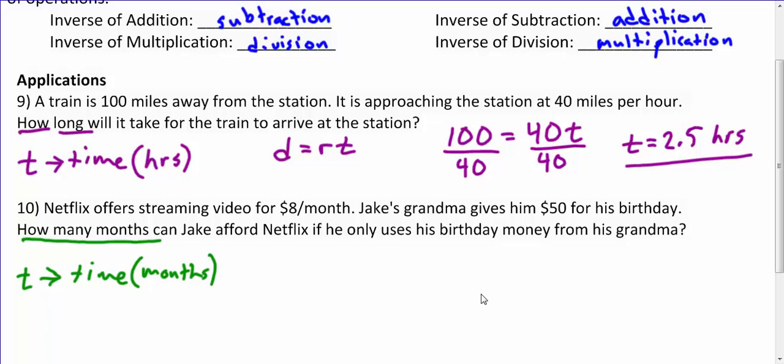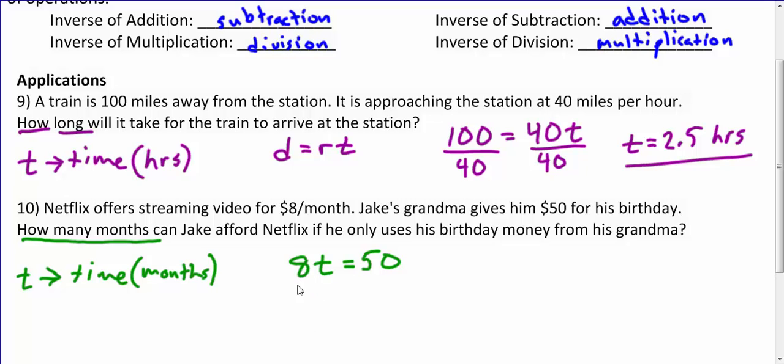Alright, now we don't have a distance and rate situation, so we've got to think about this logically. The cost is $8 per month, so that's $8 for every month. That's 8 times the number of months. And he has $50 that he could spend.